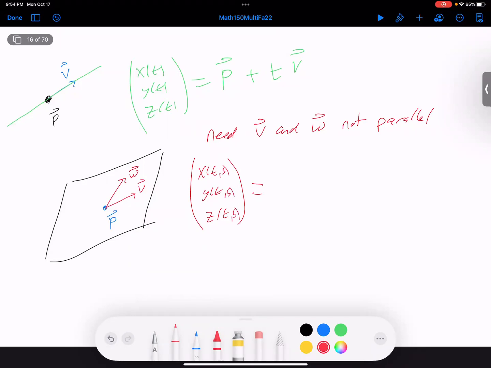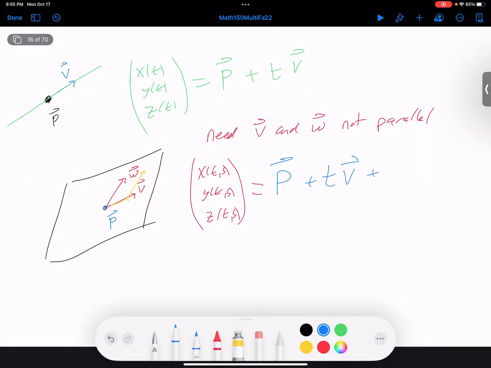The way it works is I move some amount in the direction of V and then some amount in the direction of W. I can get to any point on the plane like this. So how does the equation of the line generalize? For the line, it was P plus t times V. Now I've got my base point P plus what? tV, that's my first variable times my first direction.